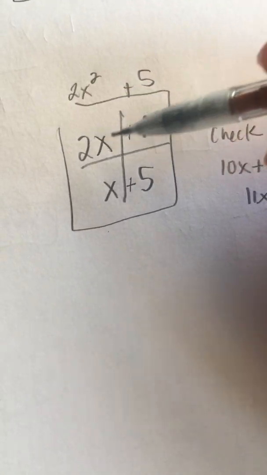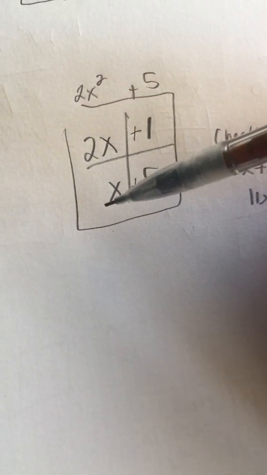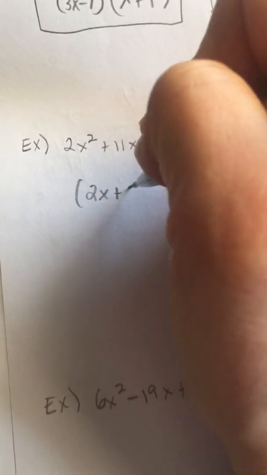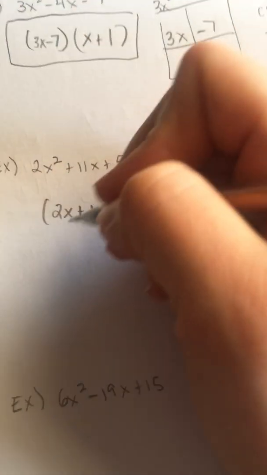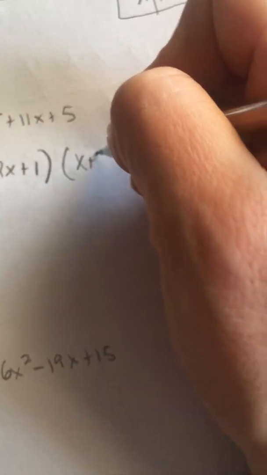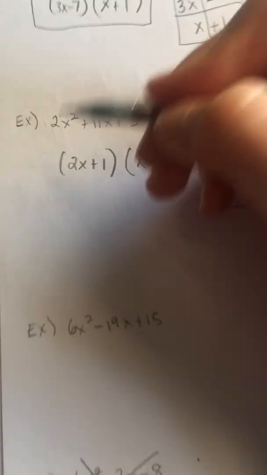Be careful, we write the factors across. So you should be writing 2x plus 1 in a set of parentheses and x plus 5 in a set of parentheses. 2x plus 1, and x plus 5. Done.